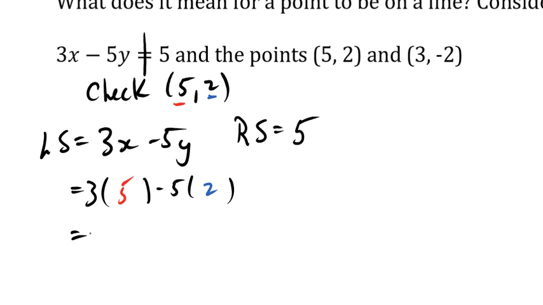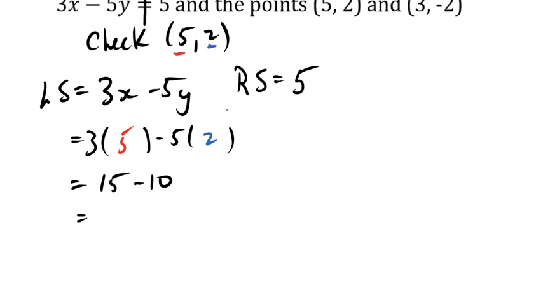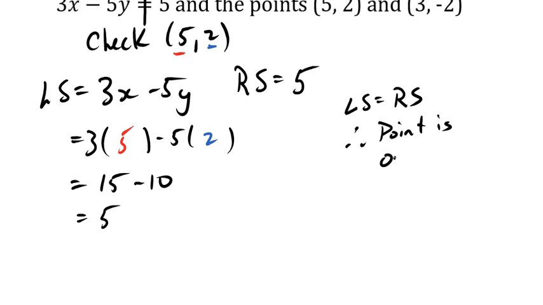Now, what is 3 times 5? 15. What is 5 times 2? 10. What is 15 minus 10? 5. What happened? They match. So we make a little statement: left side equals right side. Therefore, the point is on the line.